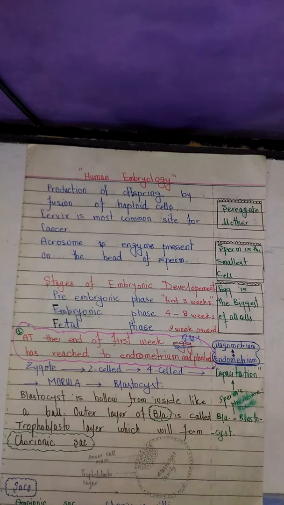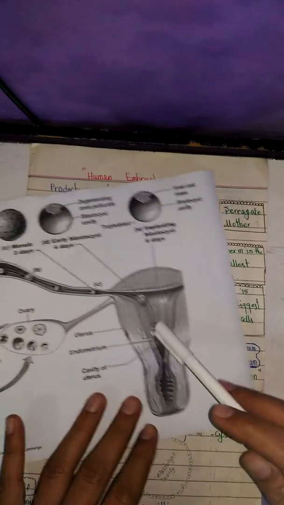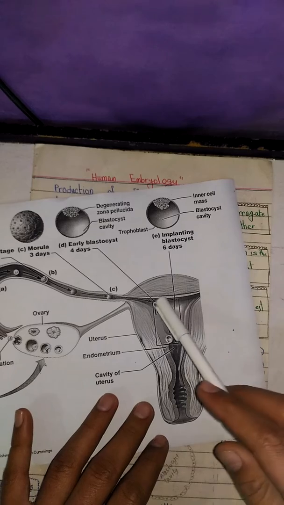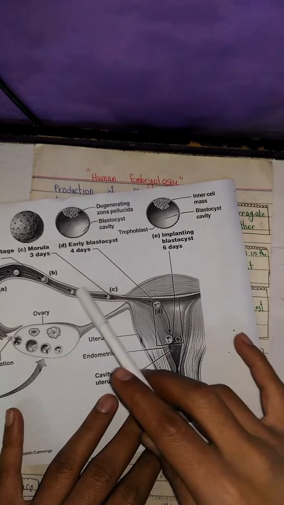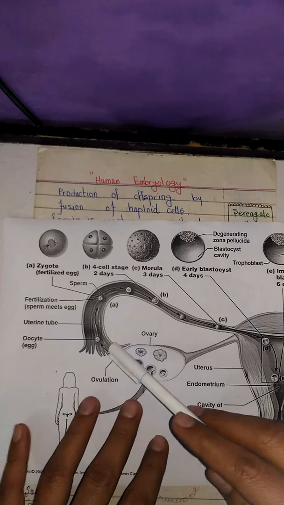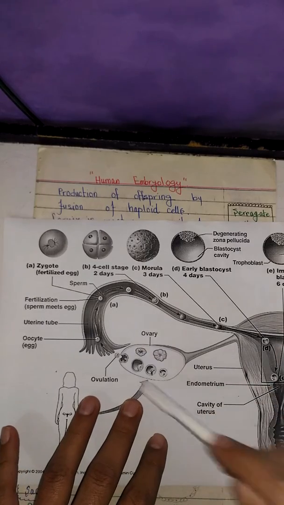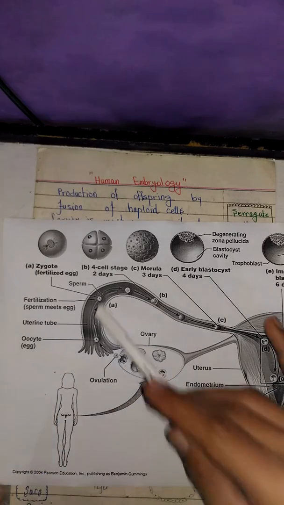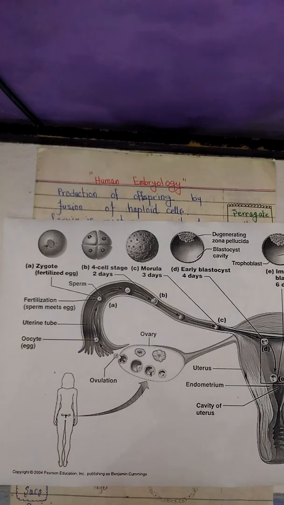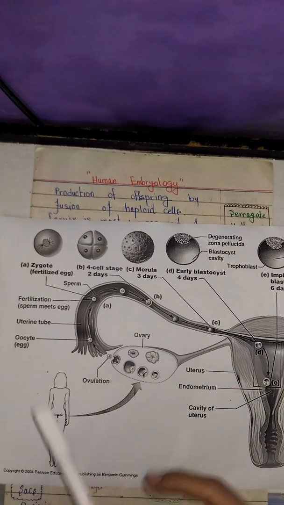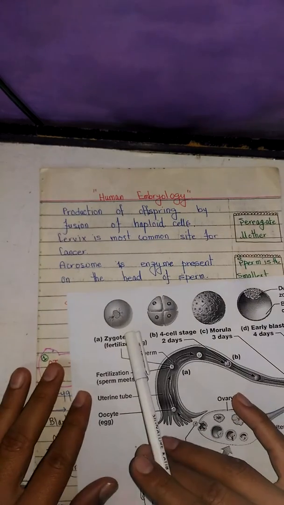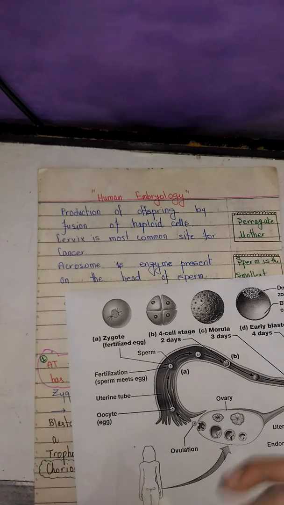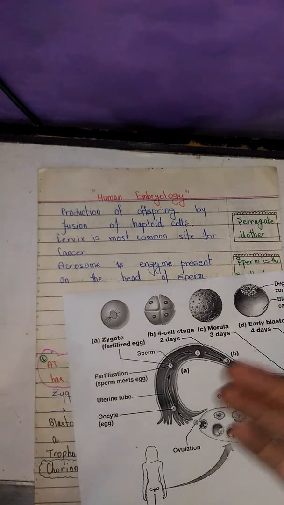The pre-embryonic phase starts with fertilization. Let me show you: a sperm swims up into the fallopian tube, and on the other side, the egg is secreted by an ovary. Here, when a sperm meets an egg, it's fertilized, and after fertilization a zygote is formed, as shown here. Then the zygote will start dividing.